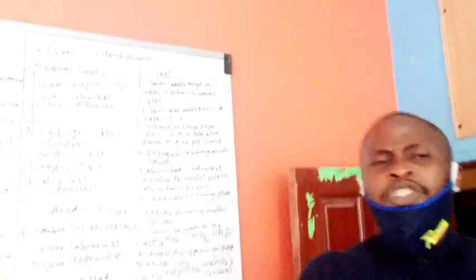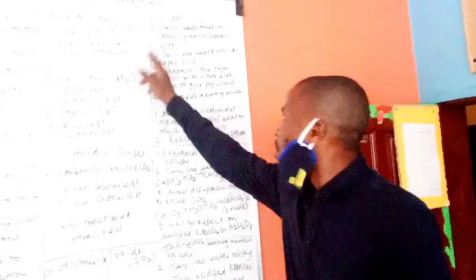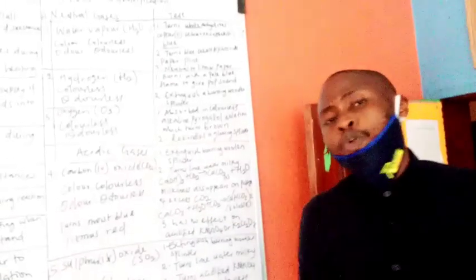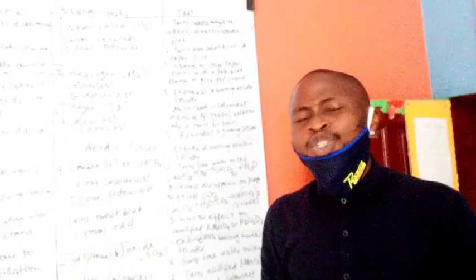There are objective questions like that: how do you test for the presence of water vapor? You can use anhydrous copper 2 tetraoxosulfate 6, and at the same time, you can also use blue cobalt 2 chloride. It is going to change blue cobalt 2 chloride into pink. So that is water vapor.